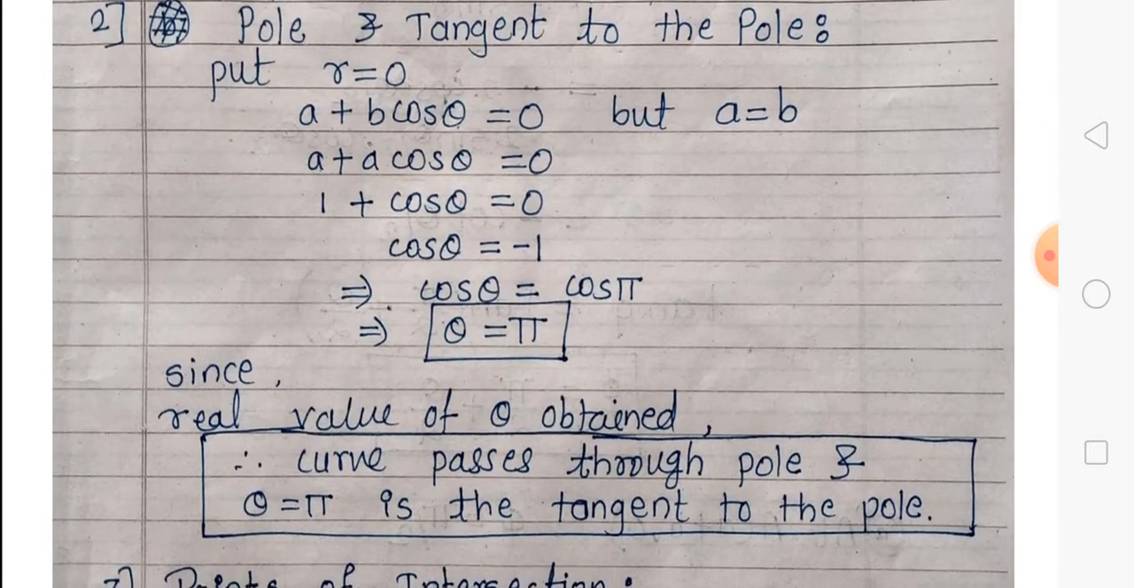Cos theta is minus 1. We know the value of cos theta is minus 1 when cos theta equal to cos pi. Compare this, we got the value of theta is equal to pi. Therefore, here there exists at least one value, therefore the curve passes through the pole. And here theta is equal to pi is the tangent to the pole.